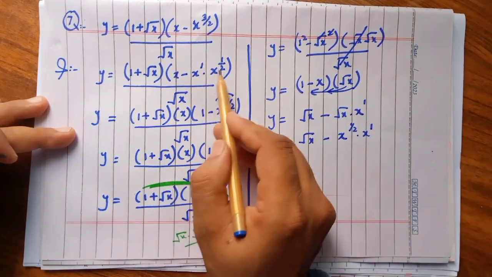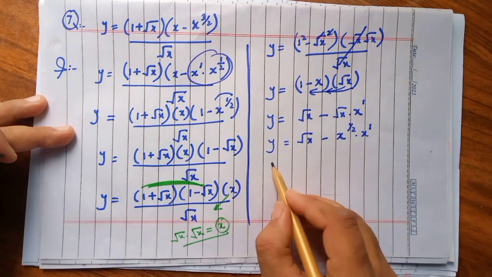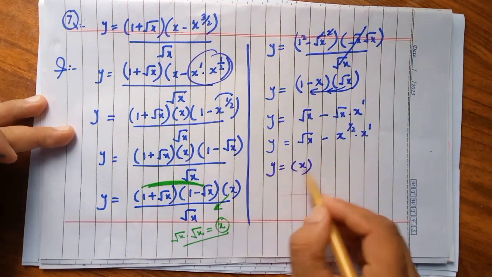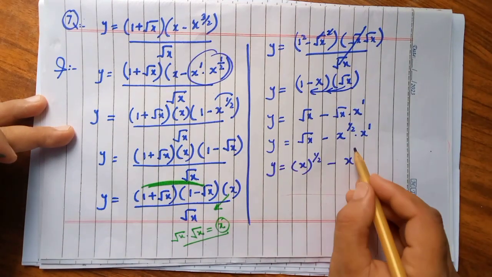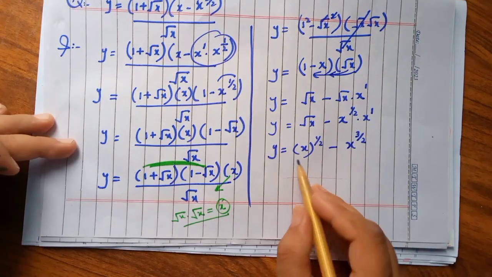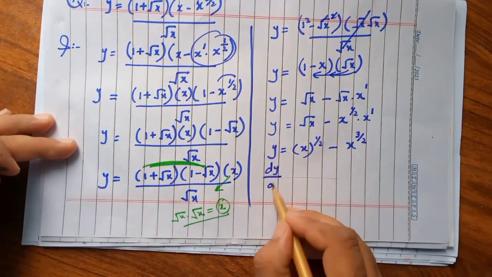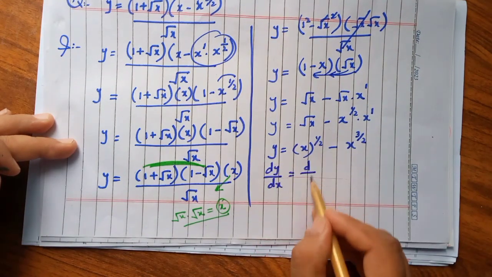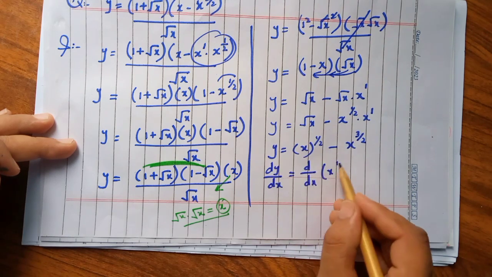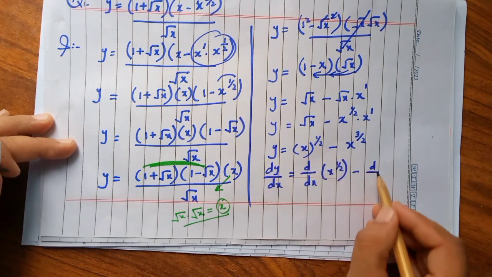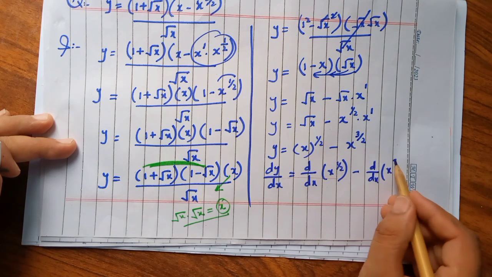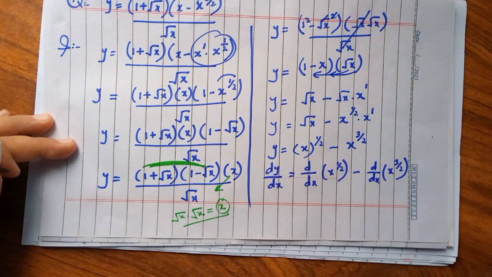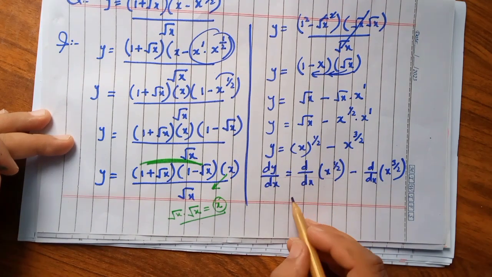So power 1 and 1 over 2 is equal to power 3 over 2. So we will write x raised to the power 1 over 2 minus x raised to the power 3 over 2. So here we will apply derivative dy over dx on both sides. So d over dx, x raised to the power 1 over 2 minus d over dx, x raised to the power 3 over 2.